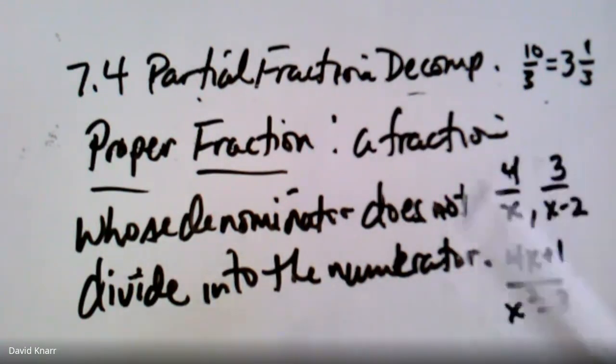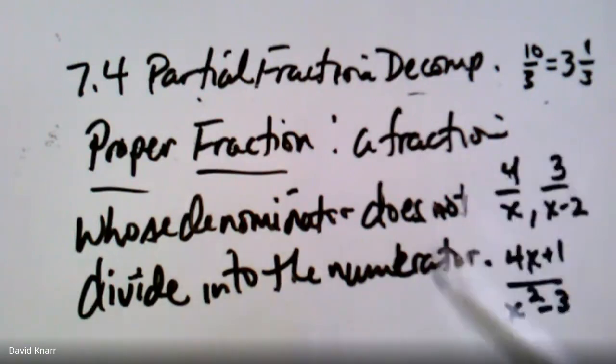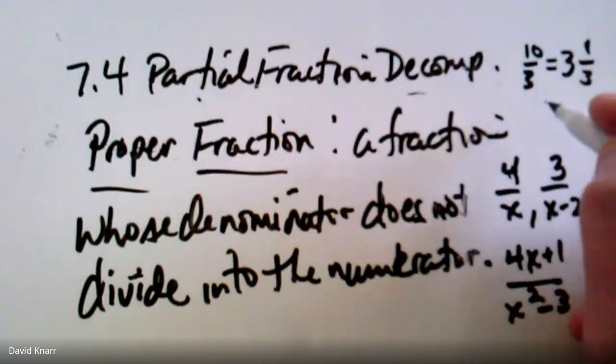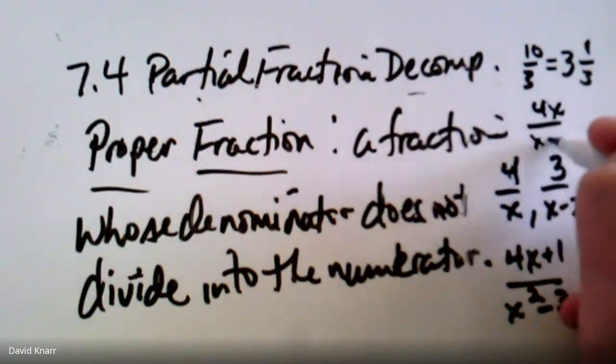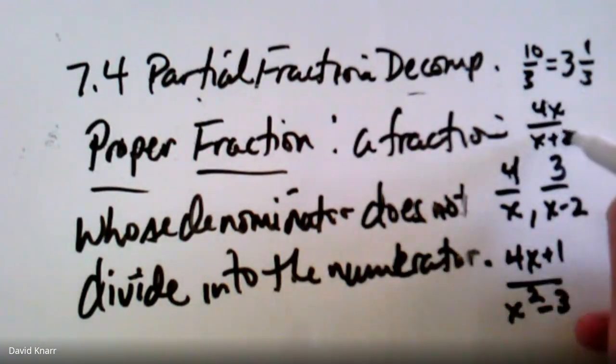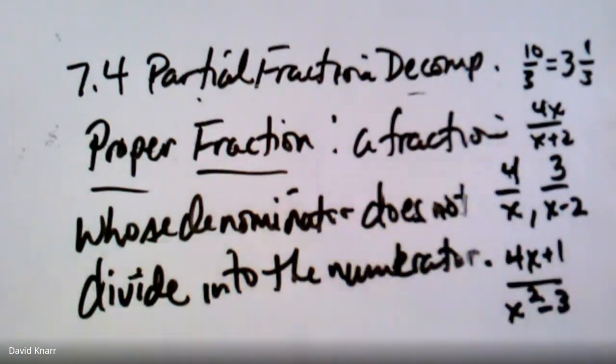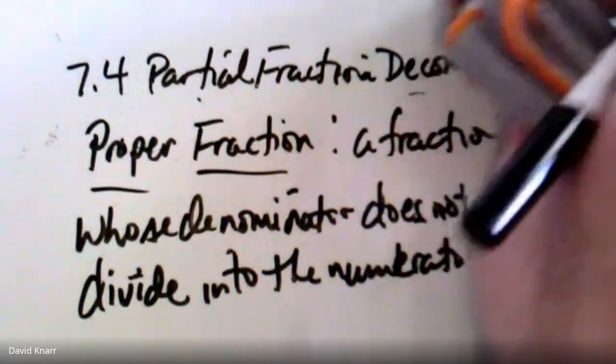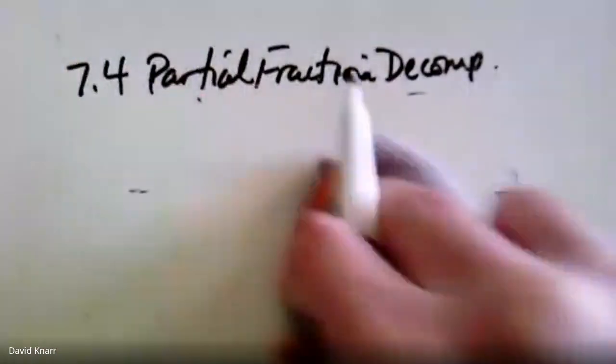So the first thing you have to understand is that when you write your partial fraction decomposition, your fractions have to be proper. They have to look like this. You can't get a fraction when you're done that looks like 4x over x plus 2. That's not proper because x plus 2 goes into 4x. They're both degree 1. The degree on top has to be smaller than the degree on the bottom. That's one of the key things you need to understand to be able to decomp fractions. What makes a fraction proper?